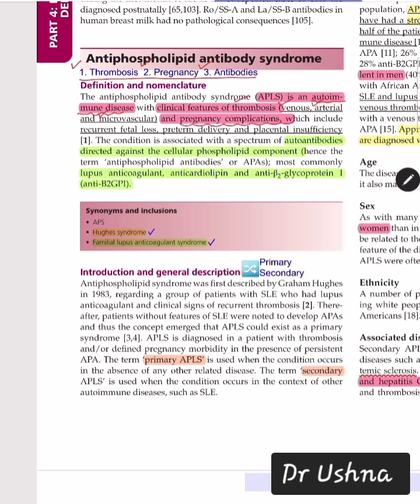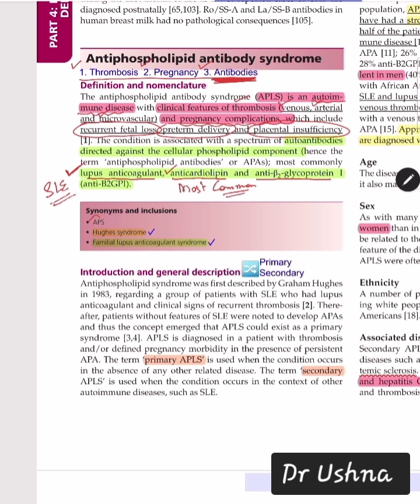Pregnancy complications are in the form of recurrent fetal losses, preterm delivery, or placental insufficiency. The most important thing is the antibodies that form the criteria for the antiphospholipid syndrome. The antibodies are basically three important antibodies: lupus anticoagulant, anticardiolipin, and beta 2 glycoprotein. Among these three, lupus anticoagulant is mostly associated with SLE, and the anticardiolipin antibody is the most common antibody present in the antiphospholipid syndrome.